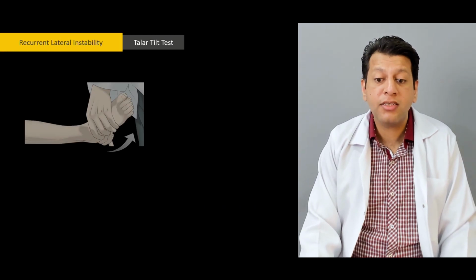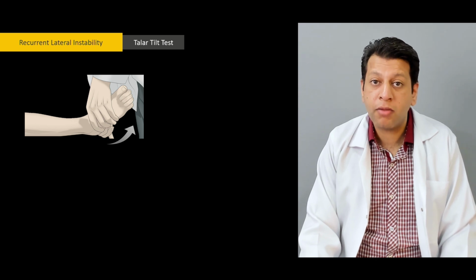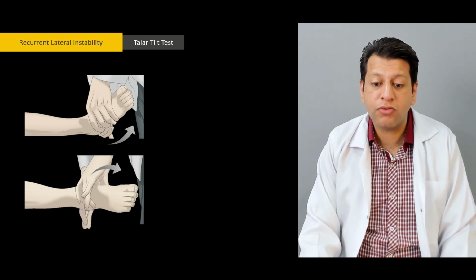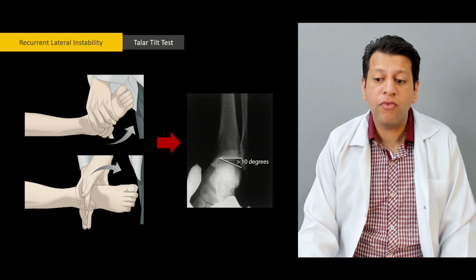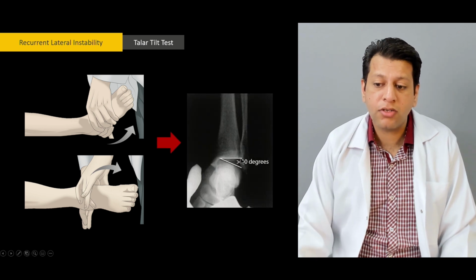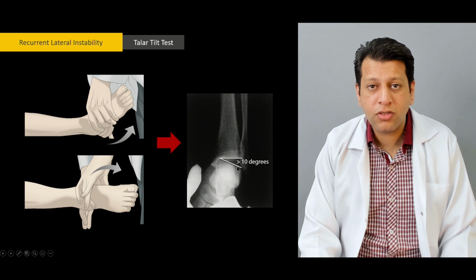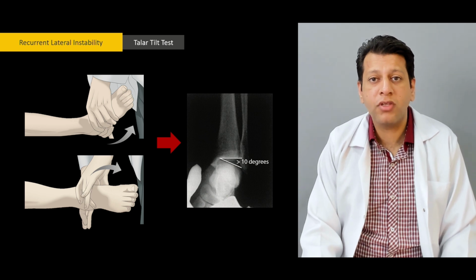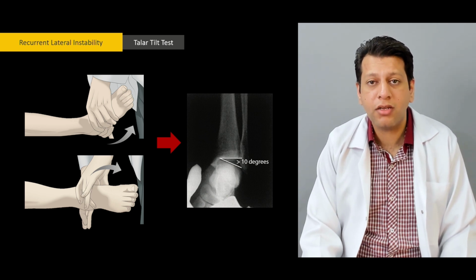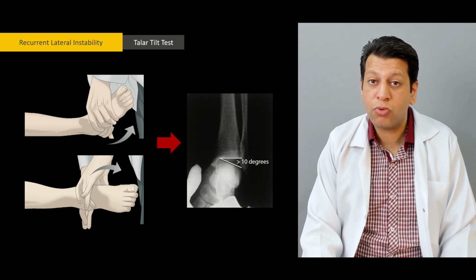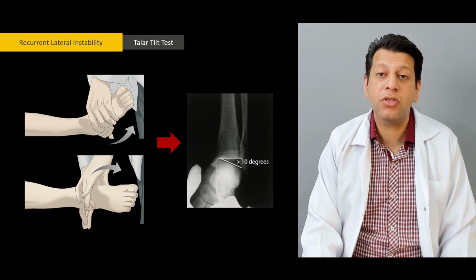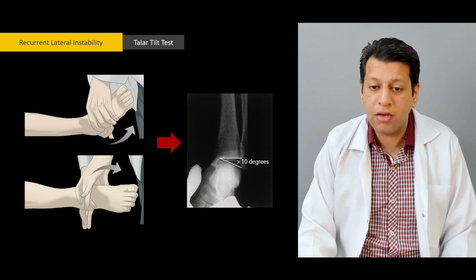Now the talar tilt test, as I've already told you, is where the foot is inverted, maximum stress is applied, and then we can get a mortise view. Once we get a mortise view, we can appreciate how much talar tilt is there. Usually there is very little movement of the talus, but if there is a lot of movement and increased angulation, that means the talar tilt test is positive and there is definitely damage to the lateral ankle ligaments.